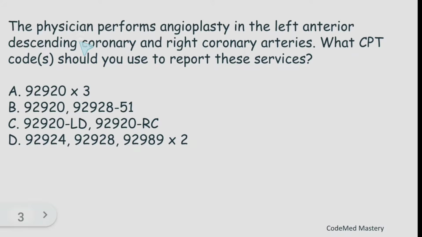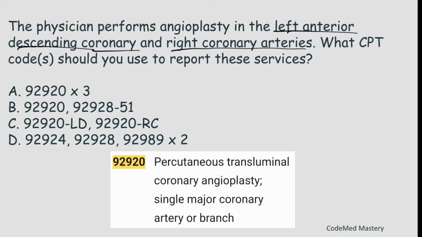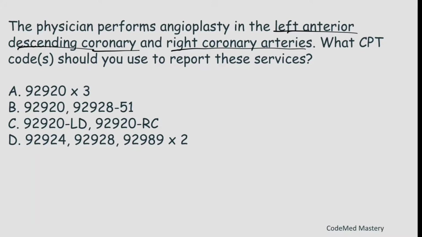Read the question. The physician performs angioplasty in the left anterior descending coronary and right coronary arteries. What CPT code should you use to report these services? Check the code in option A, 92920, which is for percutaneous transluminal coronary angioplasty, single major coronary artery or branch. So 92920 is the right code because they have performed angioplasty in the question. But here they have mentioned two major coronary arteries, that is left anterior descending and right coronary arteries.